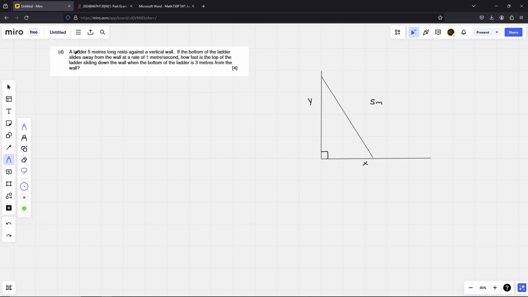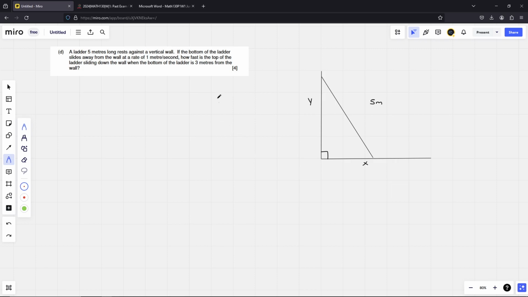Okay, and it says a ladder 5 meters. So here we have our ladder, and that's going to be 5 meters. Also, I've denoted the ground by X. So it just looks like a normal XY axis, so don't get confused.